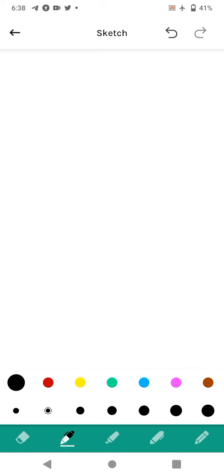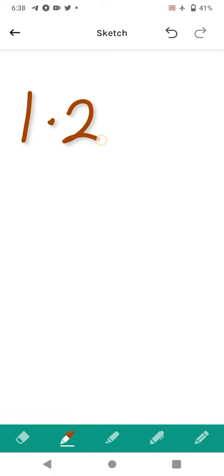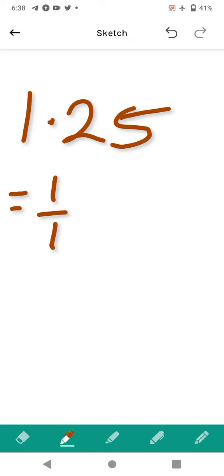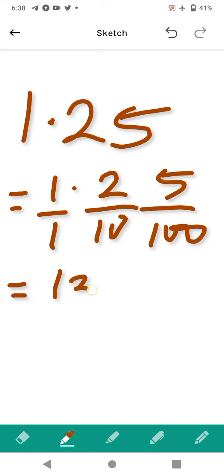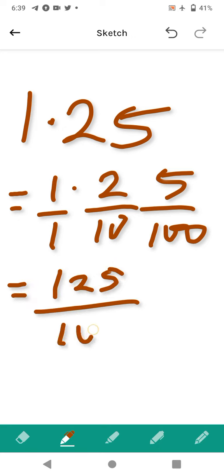Okay, let's have almost the last one here because the video is becoming lengthy. Let's have 1.25, for instance. If I have to convert it to fraction, this is over 1. This is over 10. This is over 100. So I ignore the decimal point. I have it as 125 all over 100. Then you reduce it to its lowest term.